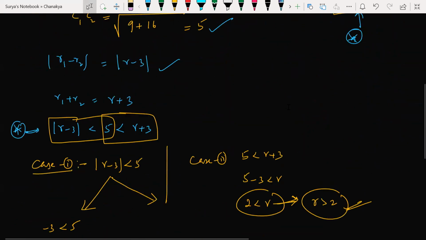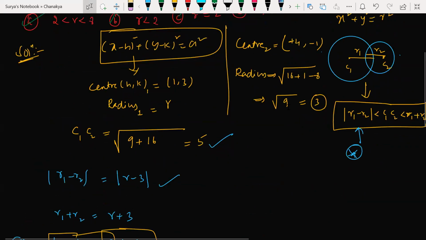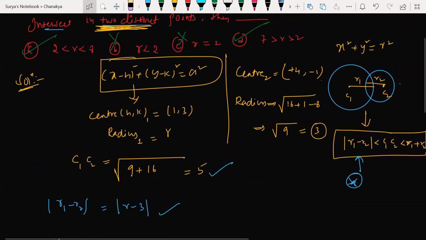R is not equal to 2. R is not less than 2. R is greater than 2 here. So, greater than 2, I'm just getting option A and option D. Now tell me the option. Final answer. Decide the option. Which option is going to be correct? Decide it. Make it first.